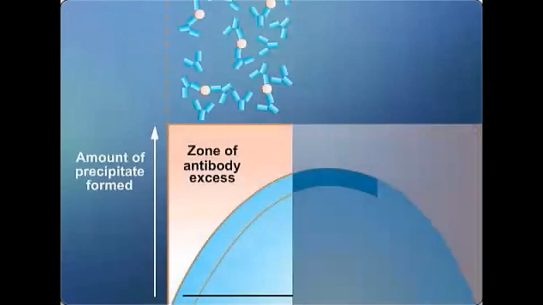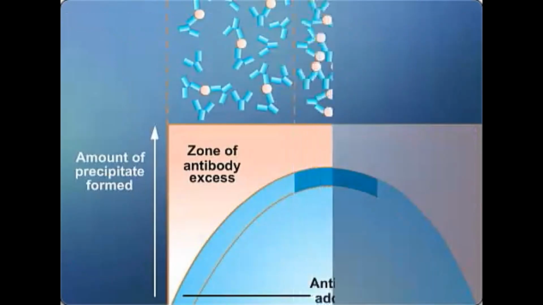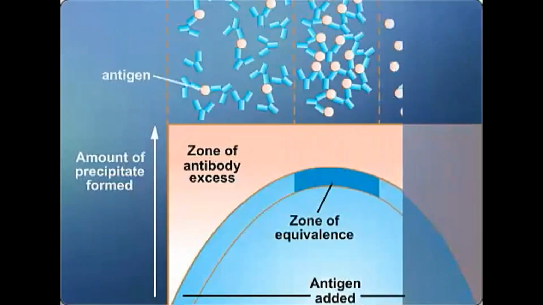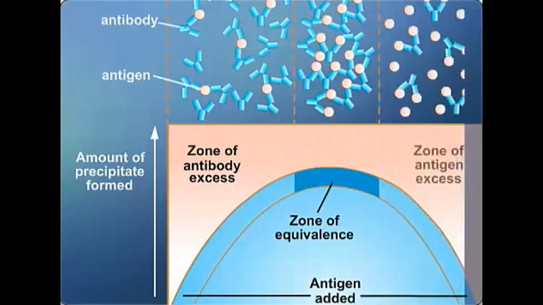A graph of the amount of precipitate formed versus the amount of antigen added shows the amount of precipitate increasing until the zone of equivalence is reached. As the amount of antigen added becomes in excess of the antibody, the amount of precipitate decreases.